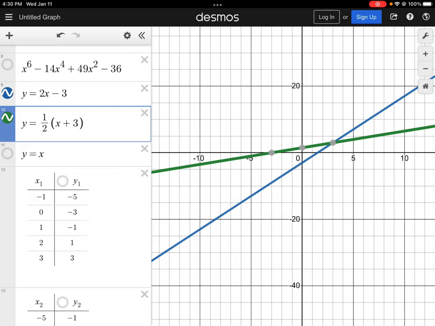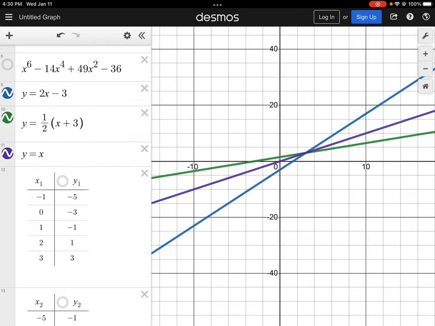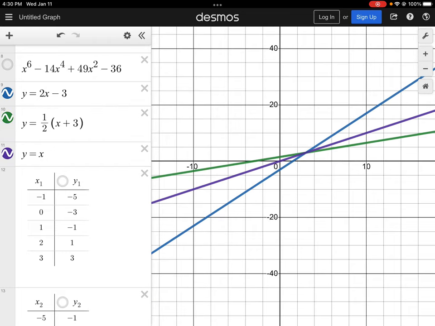So what I'm going to do is graph the line y equals x also. The reason I'm doing that is because if the two functions are inverses, then one line is a reflection of the other line across the line y equals x.